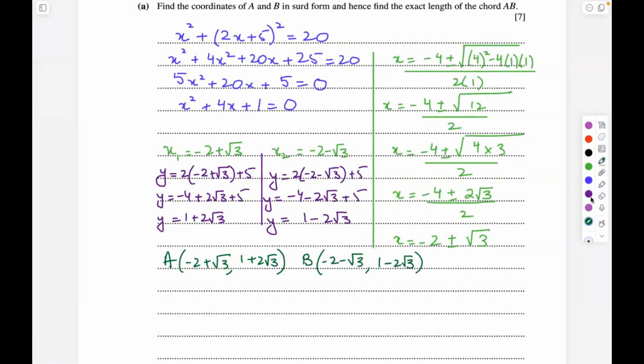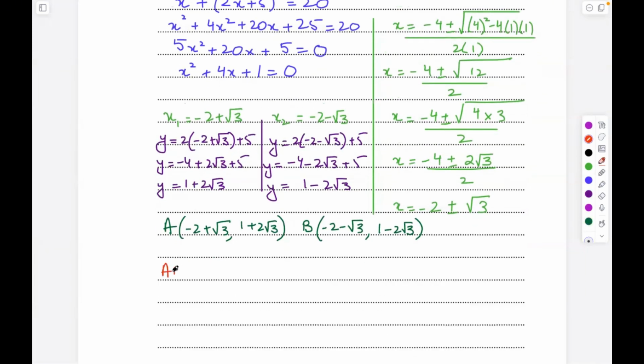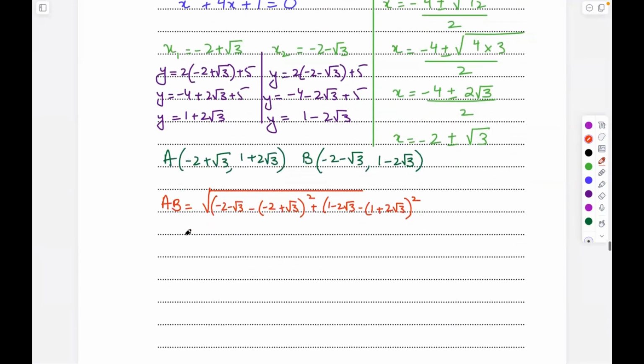Now, once we have the coordinates of A and B, to find the distance we'll apply the distance formula, which is the square root of (x2 − x1)² + (y2 − y1)². So x2 − x1 is (−2 − √3) subtracted from x1, which is (−2 + √3), whole squared, plus y2 − y1, which is (1 − 2√3) subtracted from (1 + 2√3), whole squared. Before squaring, we'll simplify this.